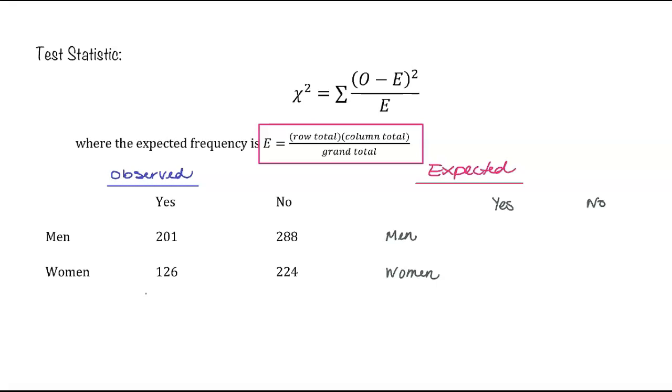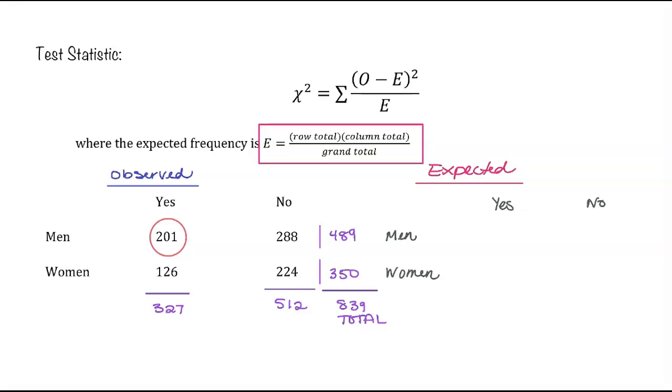The column of yeses has a total of 327. And the no column has a total of 512. The total number of men is 489, and the total number of women is 350. The entire table has a grand total of 839. We'll start by calculating the expected value for the top left cell of the table.